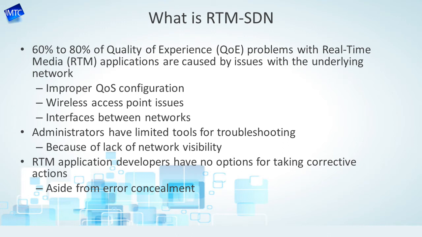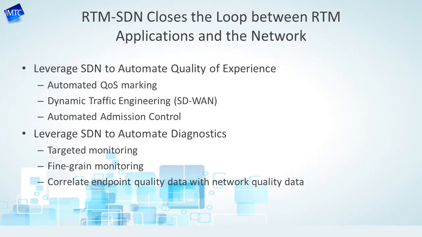So people historically have been reduced to things like error concealment and error correction in order to try to optimize the quality. And those have been limited in terms of success. But then when SDN came around, software-defined networking finally created an opportunity for application developers to interact directly with the network. And that allows real-time media applications to close the loop, if you will, between the application layer and the underlying networking layer.